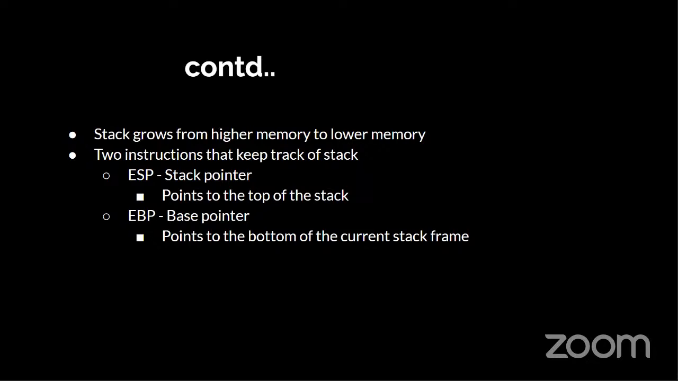So, as I said, the stack grows from a higher memory to a lower memory, and the 2 registers that keep track of the stack are ESP and EBP. As I said, imagine a table with a pile of 4 books. The 4th book is the topmost book, right? The top of the stack is the 4th book, and the ESP will point at the 4th book, and the base pointer is the first book that you put.